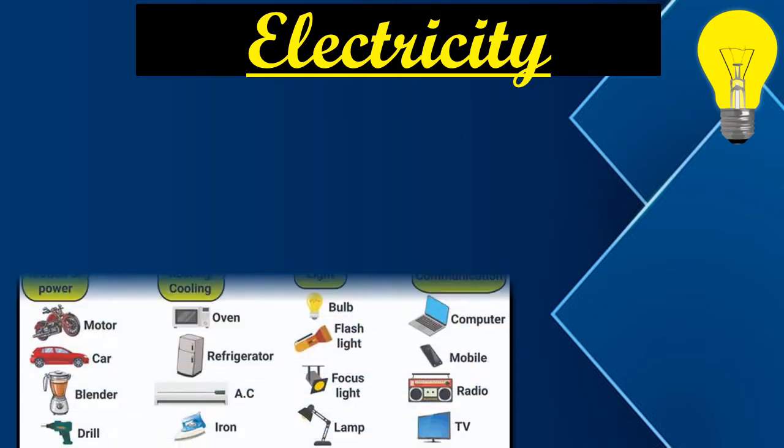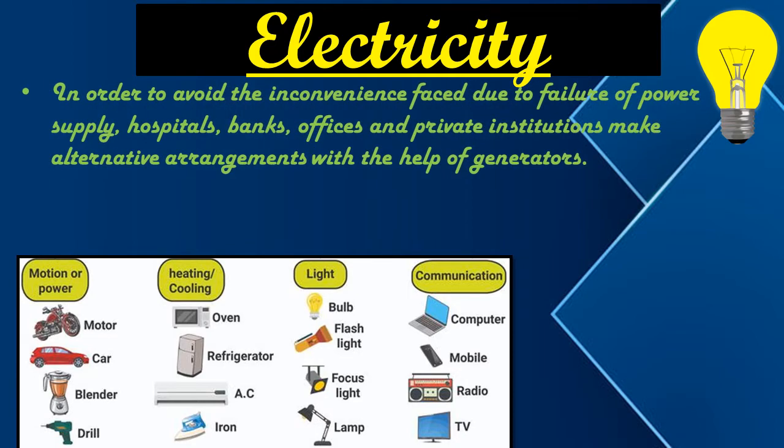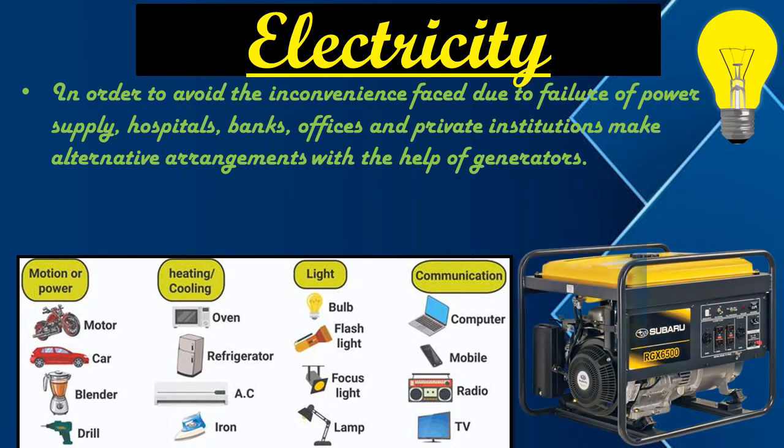Okay, so students, electricity is of utmost importance in the modern world, and we depend on it. That is, we are depending on electricity for almost everything in our day-to-day life. In order to avoid the inconvenience faced due to failure of power supply, hospitals, banks, offices and private institutions make alternative arrangements with the help of a generator. This is a generator machine which converts mechanical energy of machines into electrical energy.